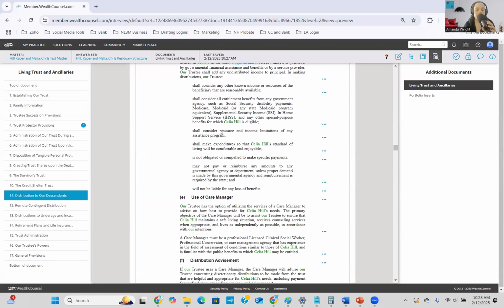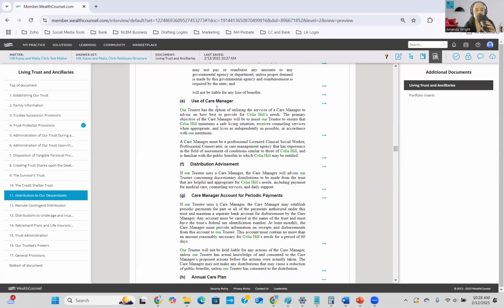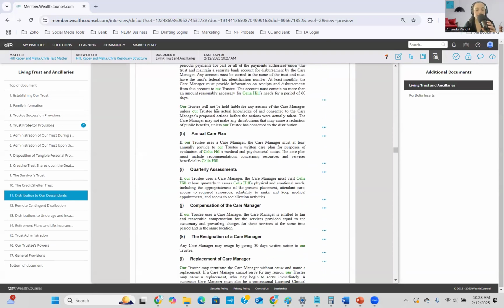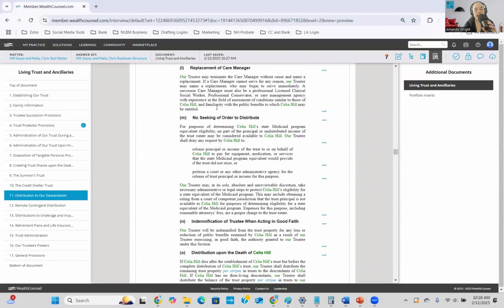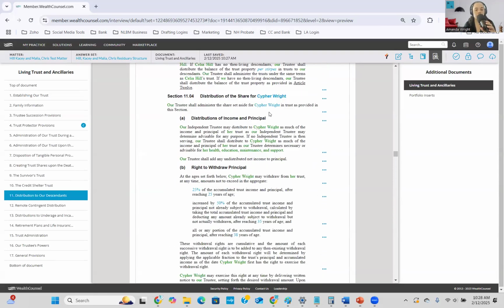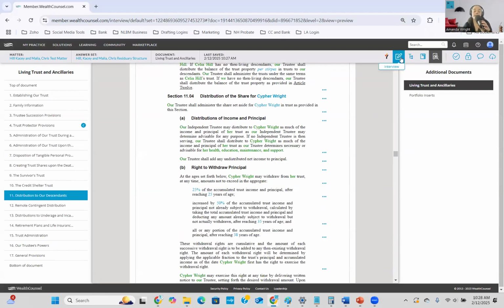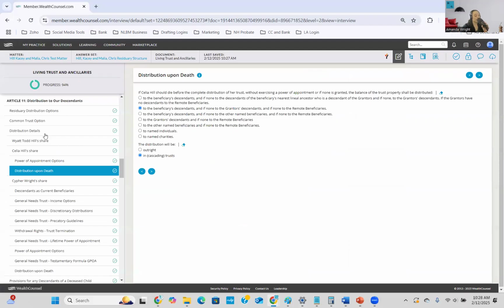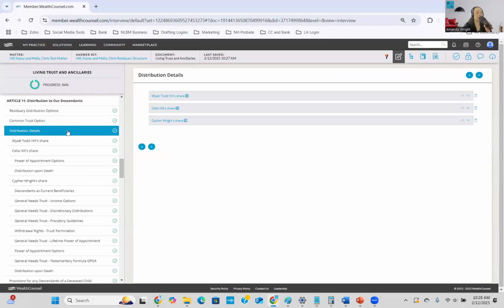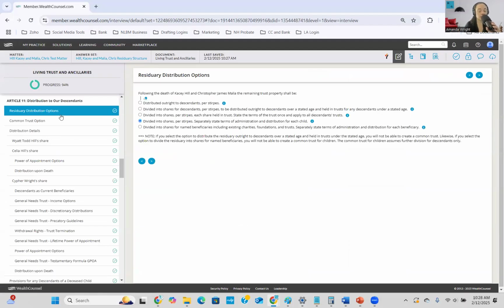Much more distribution guidelines here. We have the use of that care manager to provide services, making an annual care plan, how to replace or remove that care manager, and Cypher still with her ages and stages trust. All right, finally, what if Casey and Chris like one of their kids better than the other, or there's a reason to give them uneven shares? Then we have to divide it into shares for named beneficiaries, charities, foundations, and state the terms separately for each.